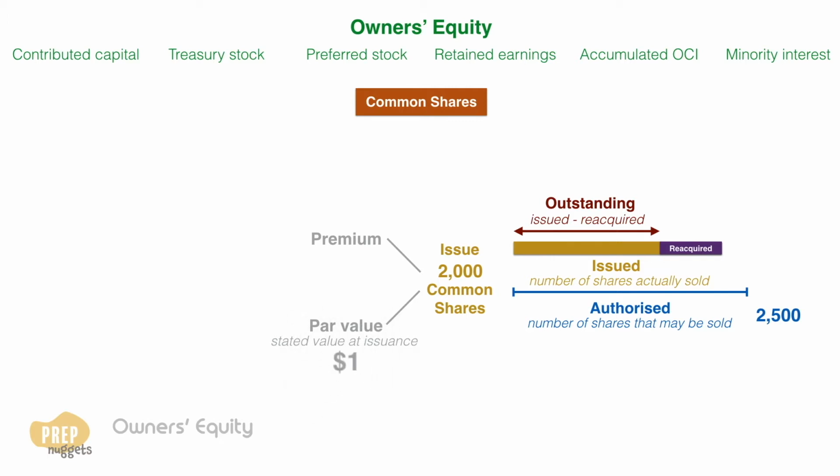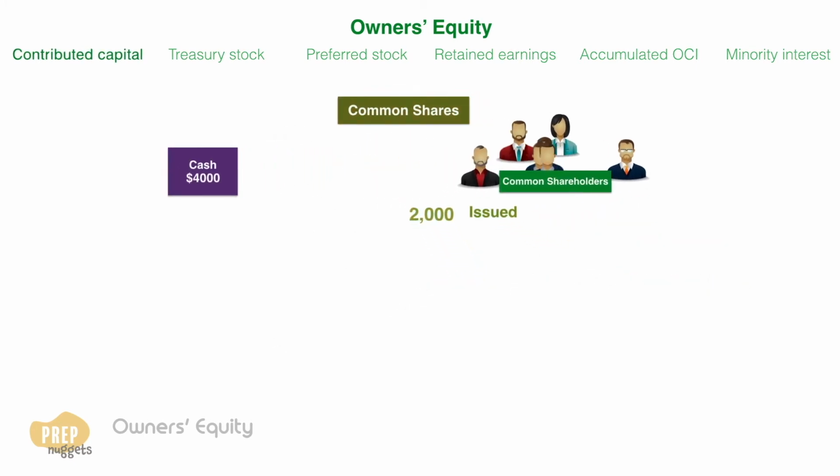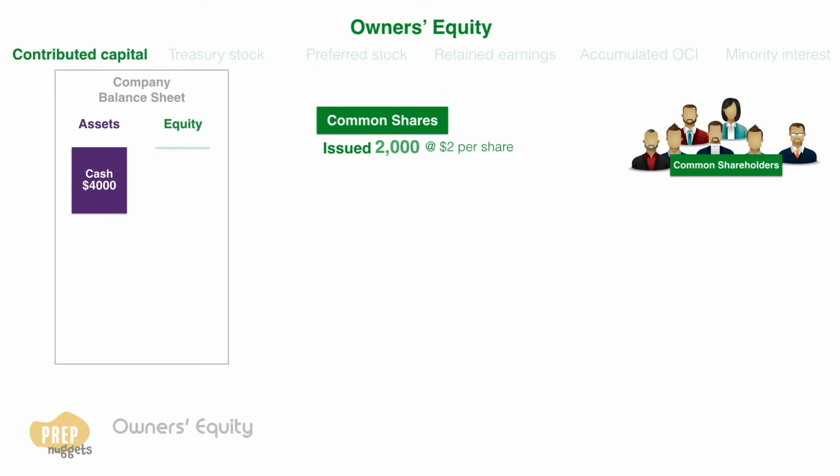Let's assume that the par value of each share is quoted at $1 per share, and the shares are issued at a premium of an additional $1. So in effect, the shareholders contribute $4,000 and the company receives $4,000 in cash. This forms the contributed capital amount under owner's equity. Contributed capital is the amount contributed by the common shareholders. So at this point, the contributed capital is $4,000 and the number of outstanding shares is 2,000.